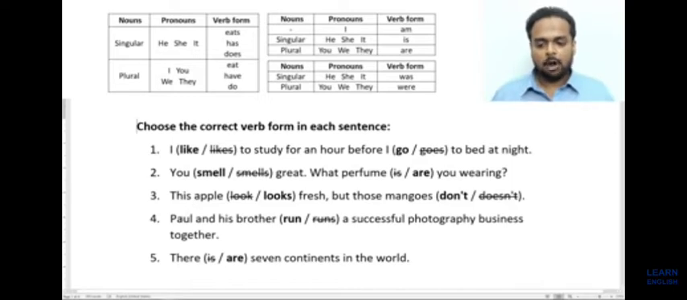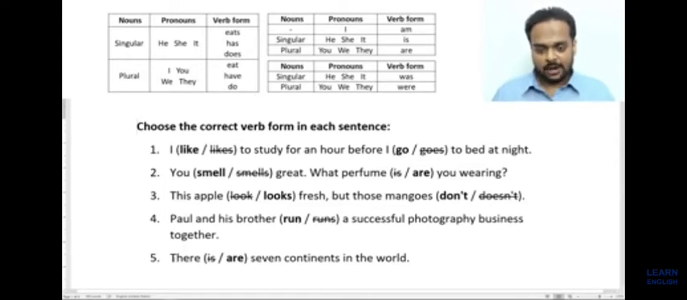Number 4, Paul and his brother run a successful photography business together. Remember that Paul and his brother is a compound subject. Paul and his brother are 2 people. So we use a plural verb form, run, without adding S to the end.